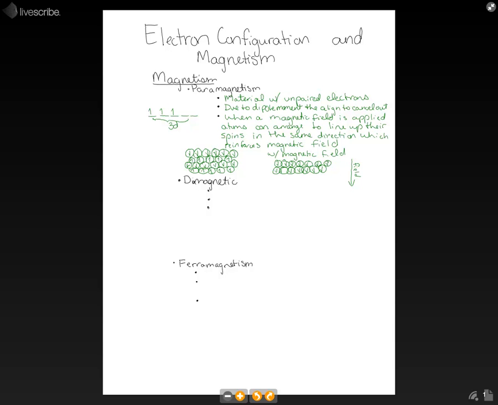Now let's look at diamagnetic materials. So when we look at diamagnetics, those materials have all paired electrons. And when we say paired, we mean that in terms of the electron configuration orbitals. So not necessarily as much bonding, but just how we draw these orbitals out. So they're going to have a tendency to oppose magnetic fields.